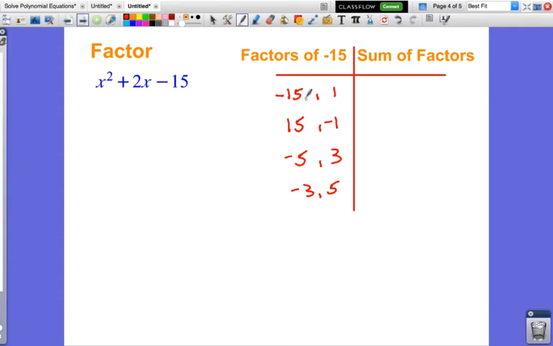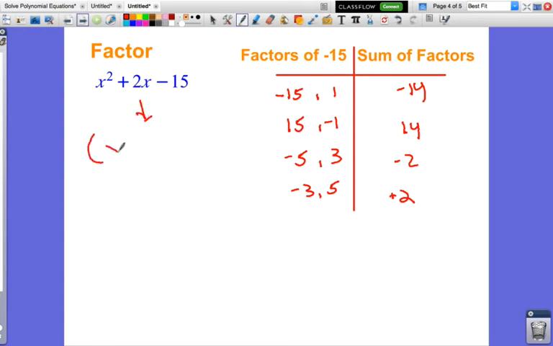Now I'm going to check their sums. If I have negative 15 plus 1, I have negative 14. This does not equal 2, so these are not my factors. 15 plus negative 1 is positive 14, not 2. It's not my factors. Negative 5 plus 3, the sum of those is negative 2. I need a positive 2. This is a negative 2, so that will not work. Positive 5, negative 3 is a positive 2, which is right here. So those are going to be my factors.